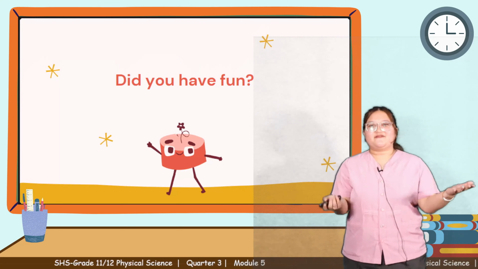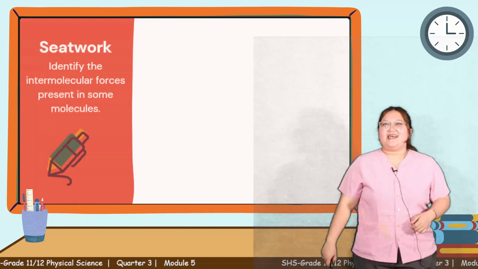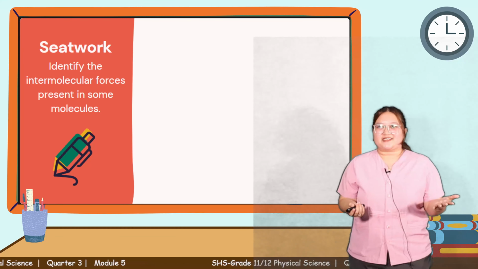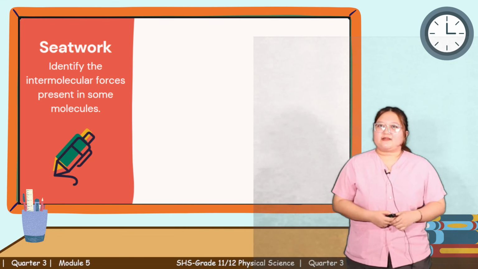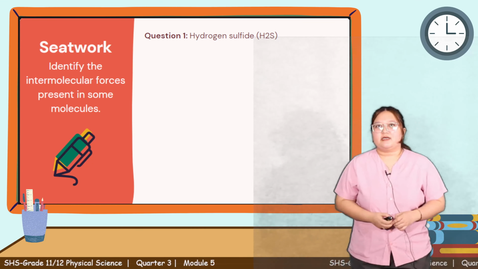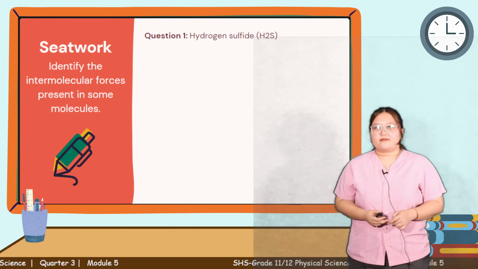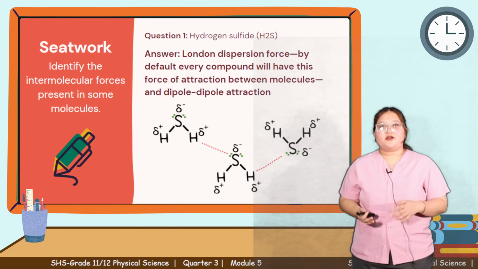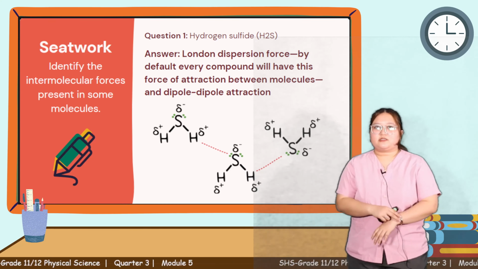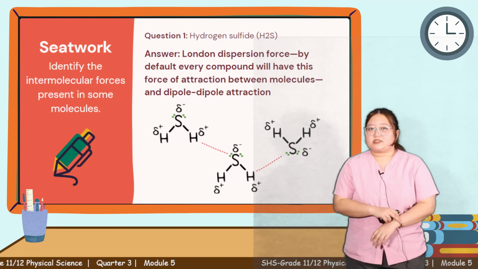Okay, now did you have fun learning? I hope you did. And now it's time for our seat work. So in here, let's identify the different intermolecular forces present in some molecules. The first one is hydrogen sulfide. What are the forces present in here? Okay, so of course we have the London dispersion force. By default, this is present in every compound because it's the weakest form of force of attraction. So aside from London dispersion force, we also have the dipole-dipole attraction.